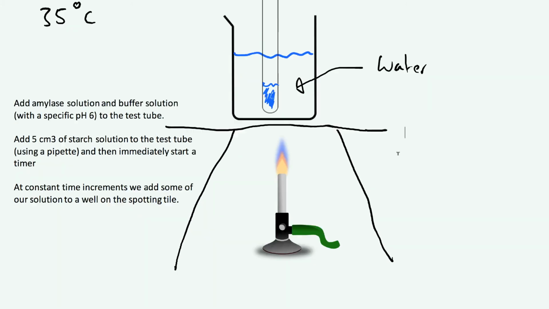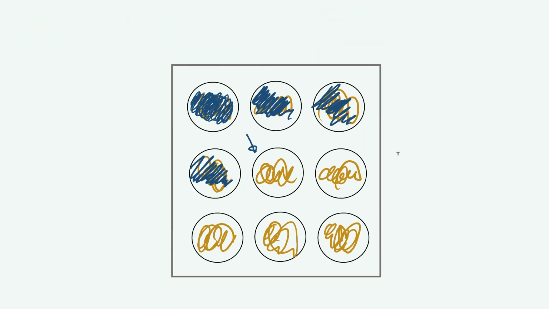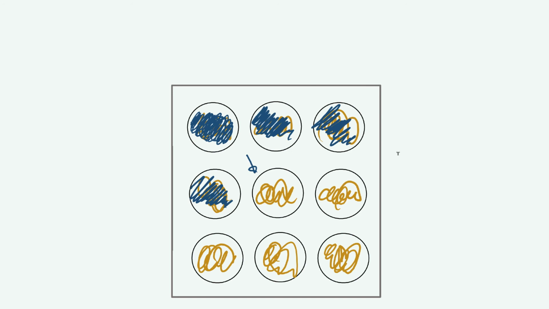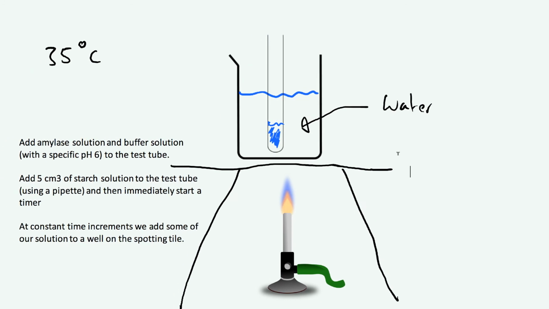Before that's all happened, by the way, we've prepared a load of spotting tiles with iodine solution, because once we start the reaction, that's what we're going to add our solution to. Then at constant increments of time, in this case 30 seconds, it could be something else. If you wanted to be more precise, it could be 10 seconds, but you'd obviously need more spotting tiles. Then we add some of our solution and we see if there's a color change. If there's a color change, the reaction hasn't finished. As soon as we see no color change, so it stays brown, browny orange, then the reaction's finished and we stop the reaction, we mark down the time. And finally, we repeat this for different pHs.